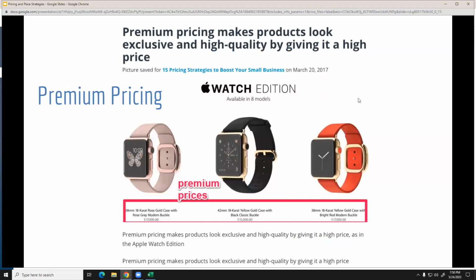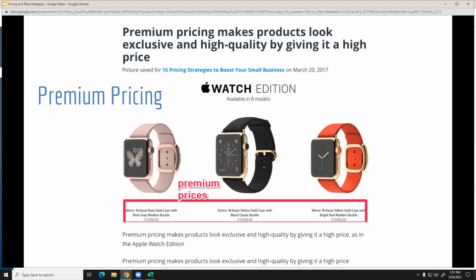Now, there's another concept called premium pricing, and that is we're going to sell far fewer units at very high prices. And with Apple, there's a strategy behind this, and that is, we have these that are pure gold. These are made out of gold, rose gold and yellow gold.